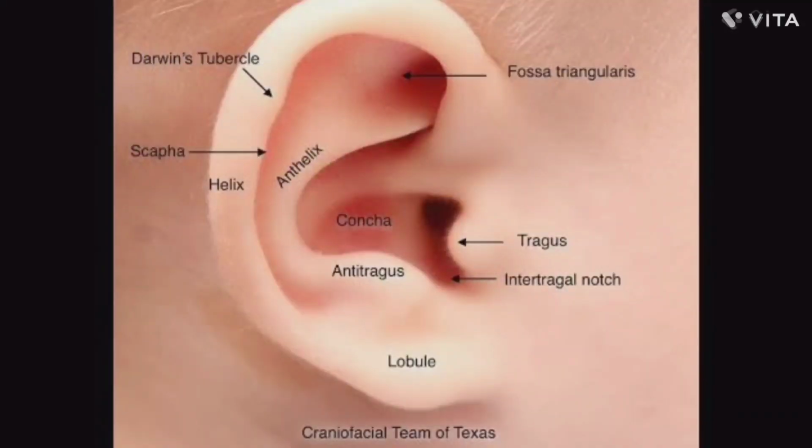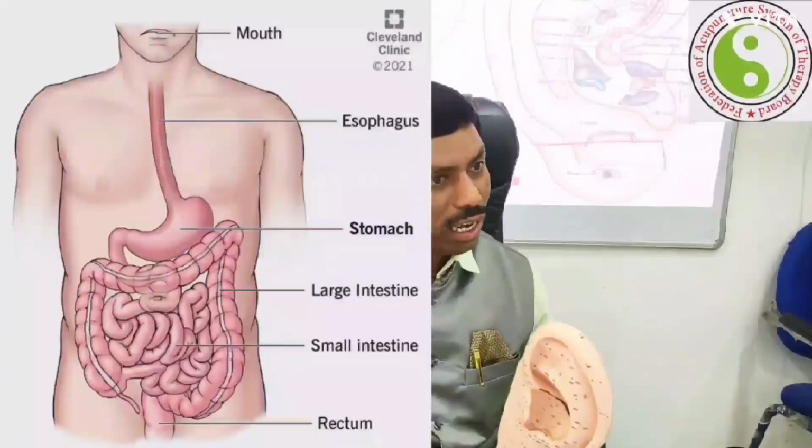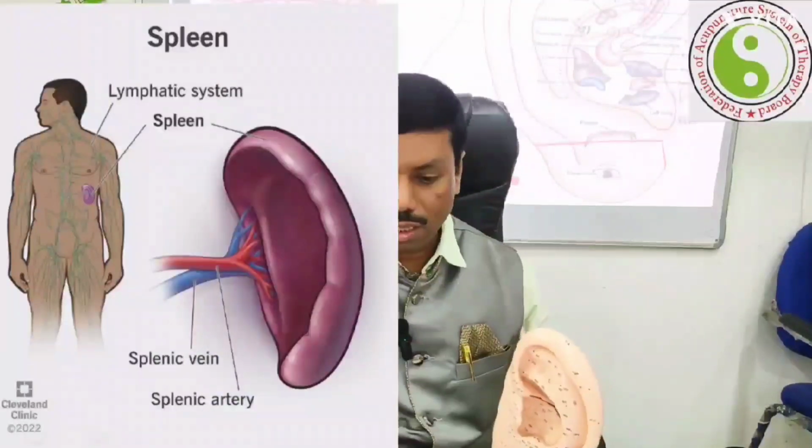In that helix region, three organs are existing. How many organs? Three organs are existing. One organ is known as the stomach, the second organ as the spleen, the third organ as the liver. How many organs? Three. Crest of the helix. So this is the helix. The helix is coming down, and that is known as the crest of the helix.